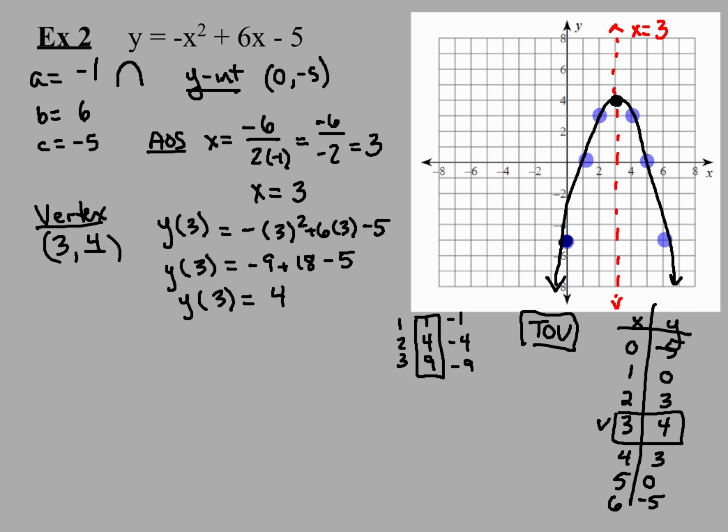Now, some people will do the next piece earlier. Some will do it now. It's up to you. But don't forget to put the intervals where your function is increasing and decreasing. And remember, increasing just means you're going to have a positive slope, and decreasing means you will have a negative slope. Since our parabola opens down, the left of my AOS is the increasing side. So it's -infinity to 3, since my AOS was 3, and then 3 to infinity will be the decreasing side.